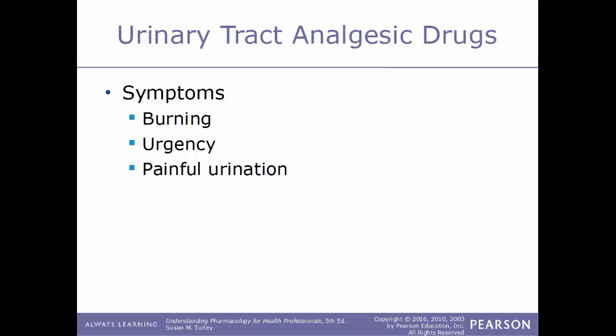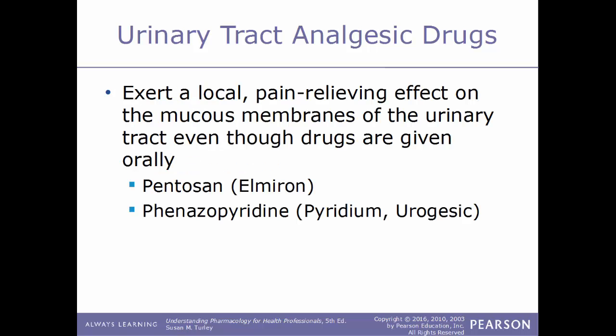Common symptoms that would indicate that you have a urinary tract infection would be burning, urgency, and also painful urination. So all these would necessitate the taking of an analgesic drug. Now, these types of drugs will exert a local pain-relieving effect on the mucous membranes of the urinary tract, even though the drugs are given orally. So urinary tract analgesic drugs are taken orally by the patient.